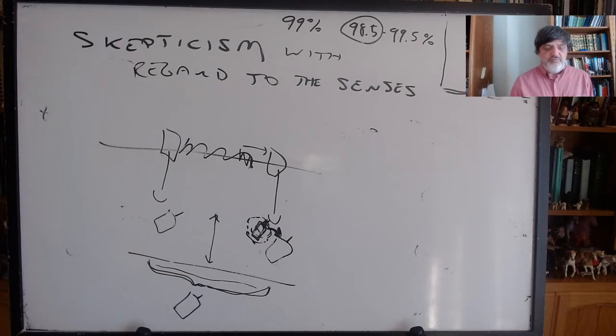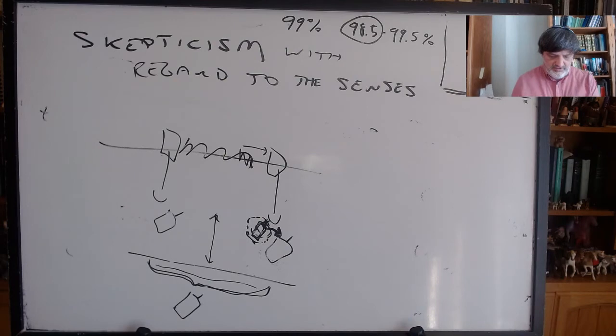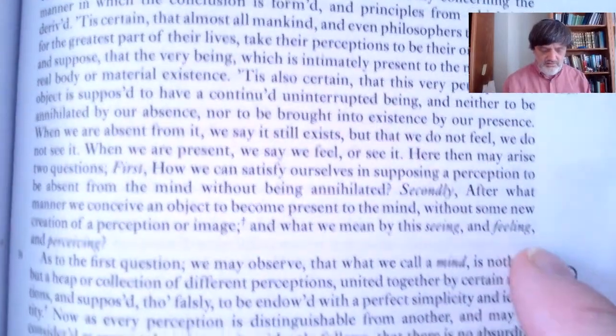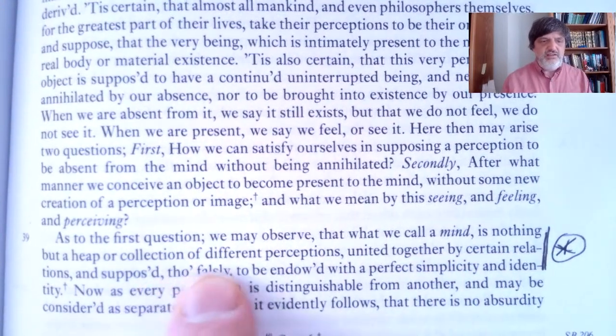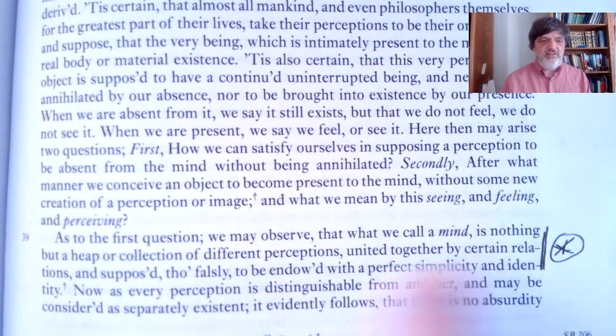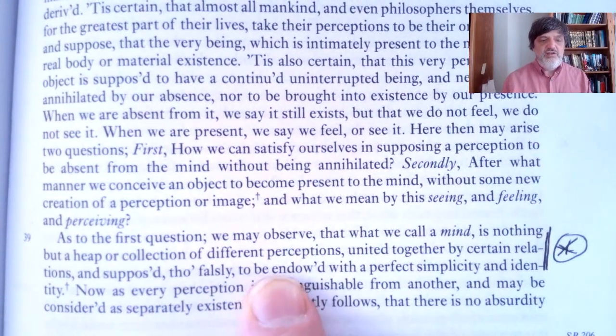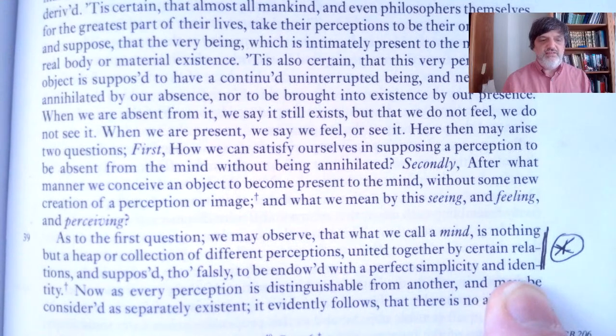According to Hume, it's not right because, and this is the key point, this is on page 137. It's book one, part four, section two, paragraph 39. We may observe that what we call a mind is nothing but a heap or collection of different perceptions united together by certain relations, and supposed, though falsely, to be endowed with a perfect simplicity and identity.